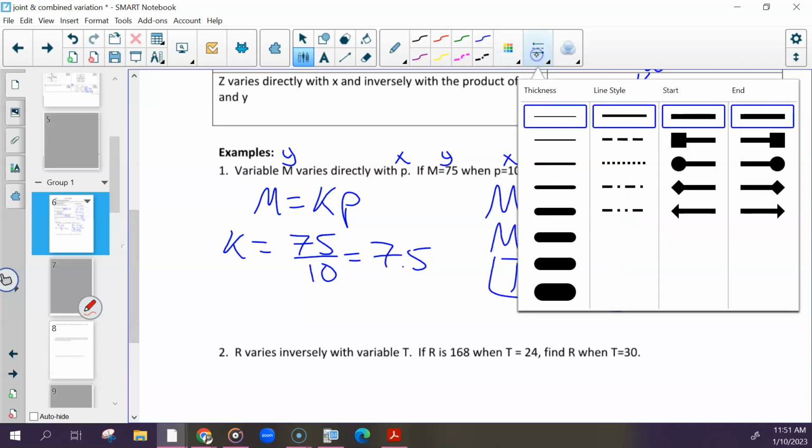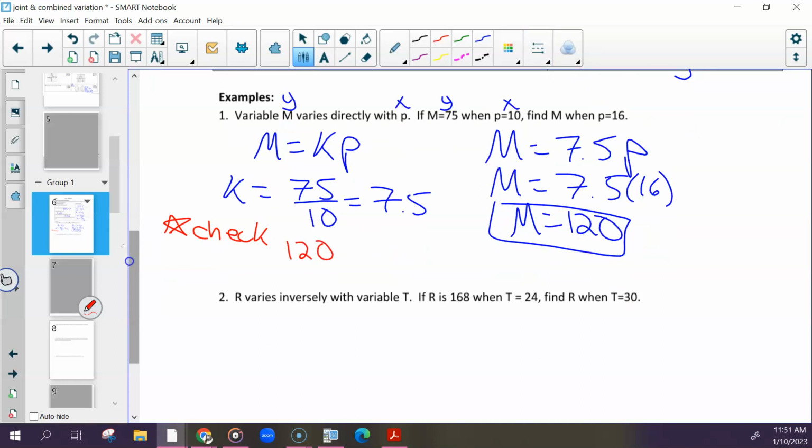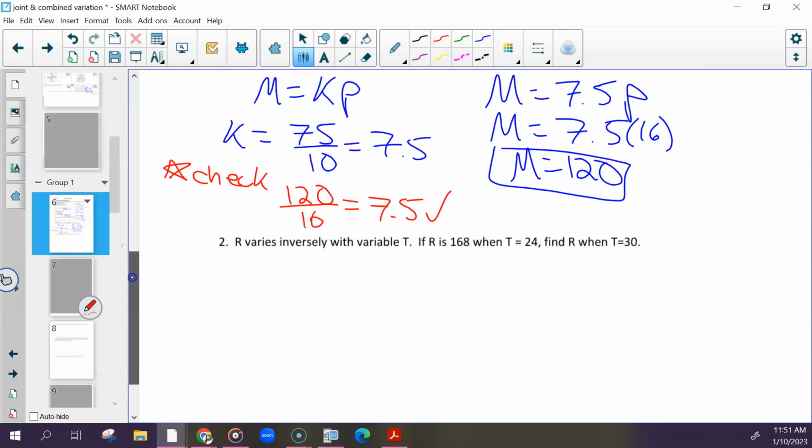The check method still works here. So if I take 120 and I divide 16, we should get 7.5. Because that does, we know that's our final answer. So what's nice about these problems is that even though the variables might change, the process is still the same. So we're not really learning a whole new process. Questions on that first one?